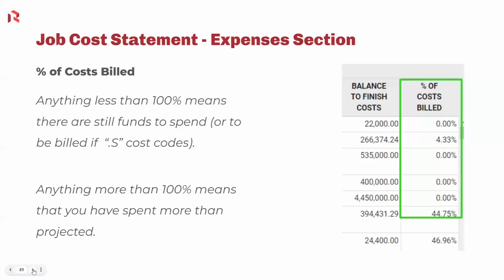And then the last column is the percent of cost billed. So as you progress through the project, you'll see how much, again, of each cost code has been billed. If it's less than 100%, means you still have funds to spend. If it's over 100%, it means you've spent more than you've budgeted for.